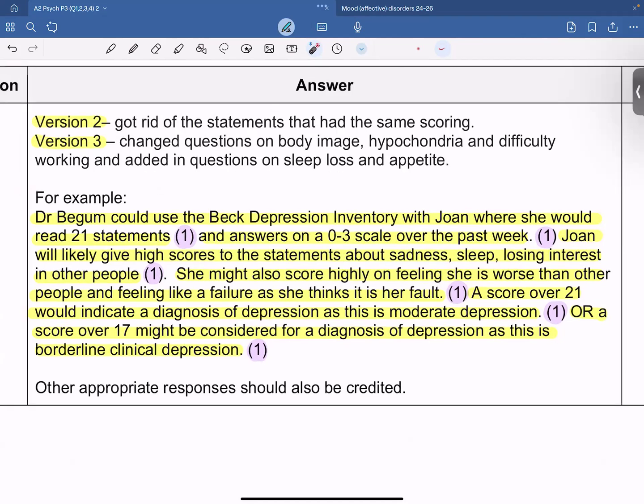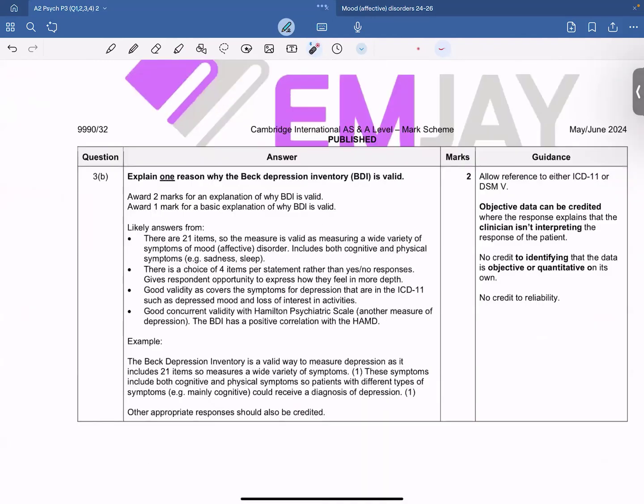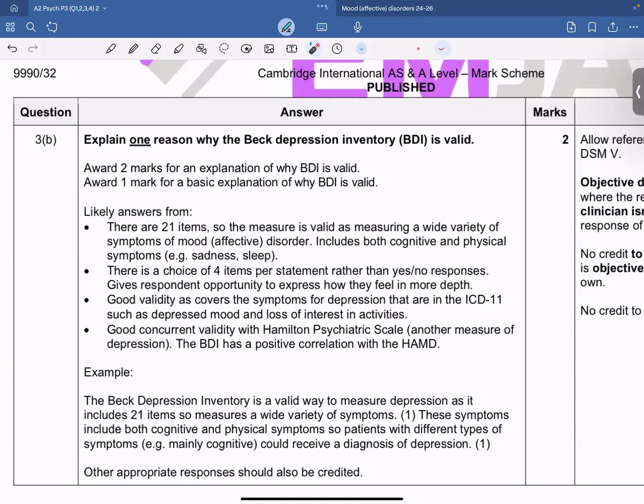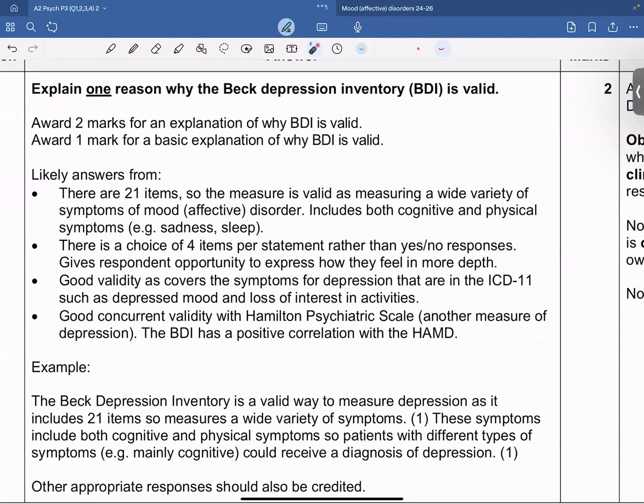Now, taking this a little ahead, moving on to the 3B part over here. Explain one reason, for the same questions. It's the same situation, two people: Dr. Begum, the clinician, and John, the patient. Explain one reason why the Beck Depression Inventory is valid. So, in other words, you're expected to give one advantage, one strength of BDI in terms of how its validity is high.